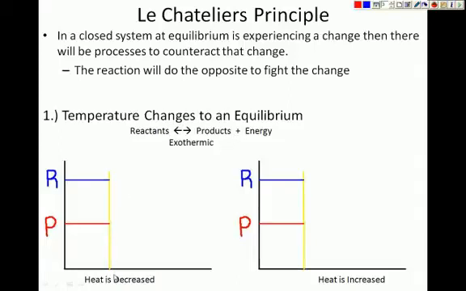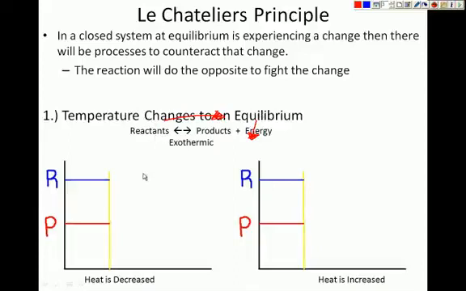So what we have here is heat is decreased, and heat is energy. So we're going to be looking at an exothermic reaction. And so we have reactants making products plus energy. So if heat is decreased, this is decreasing. Now, if energy is being decreased, the reaction is going to try to do the opposite. The reaction is going to try to increase this energy. So if the reaction tries to increase this energy, the reaction is going to go forward. And then it'll make more energy, it'll make more products, and the reactants will decrease.